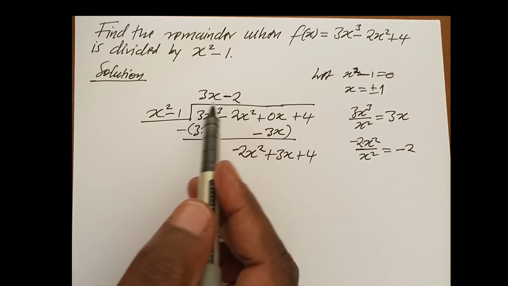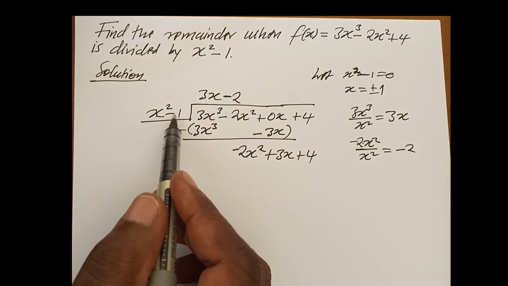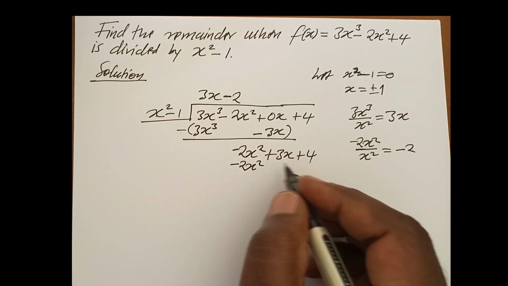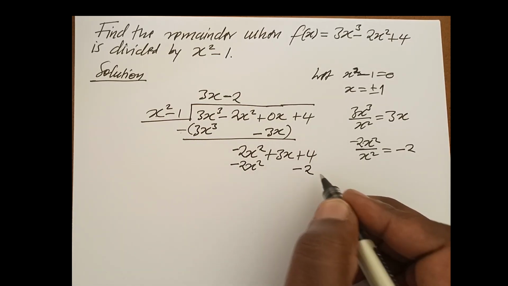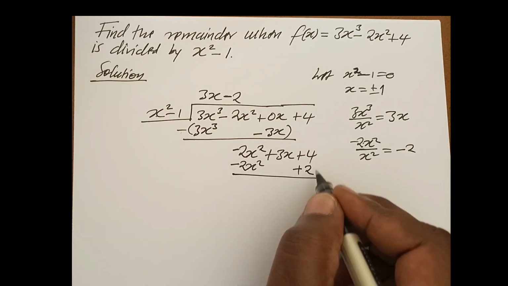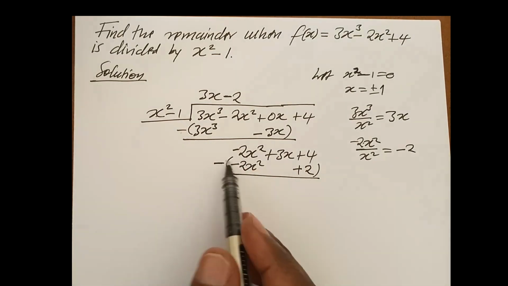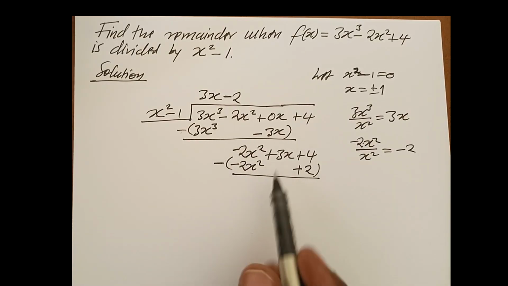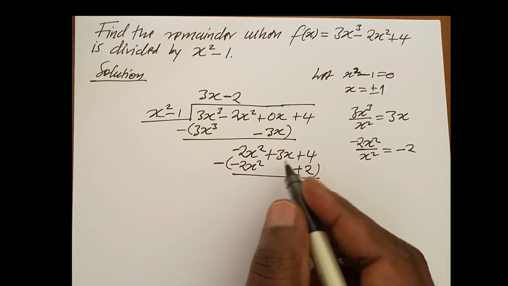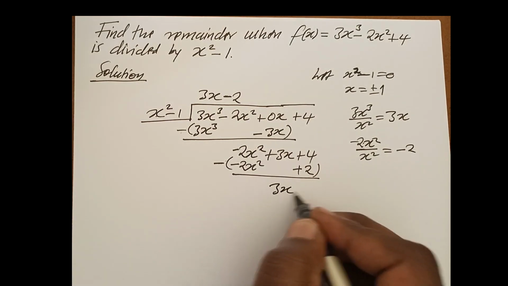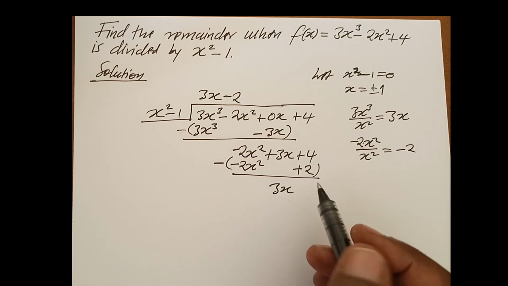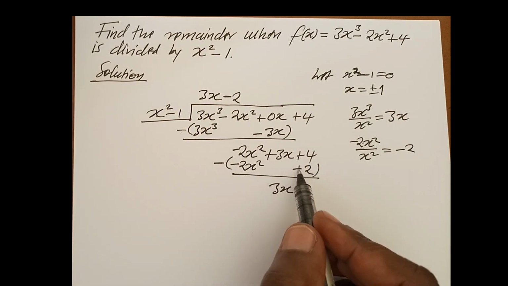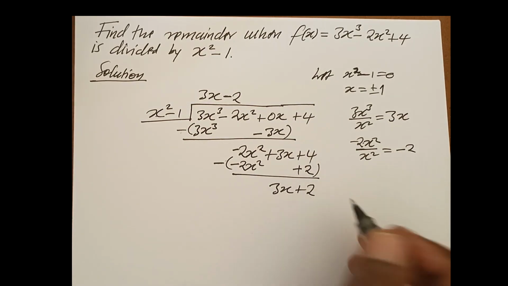Then this negative 2 times x squared is minus 2x squared, and negative 2 times negative 1 is positive 2. Then you subtract this. Negative 2x squared minus negative 2x squared will be 0. Then 3x, there's no term with x to the power 1 here, so just drop 3x. Then 4 minus 2 is a positive 2.